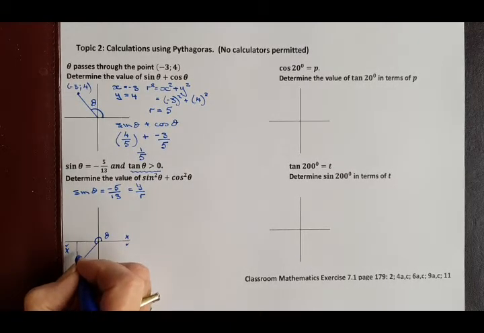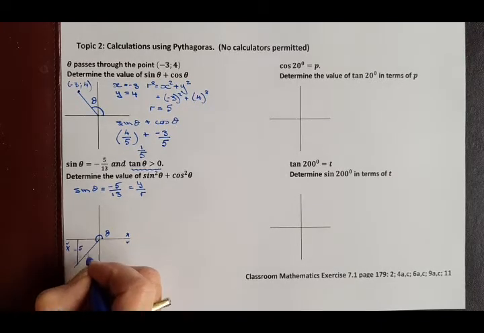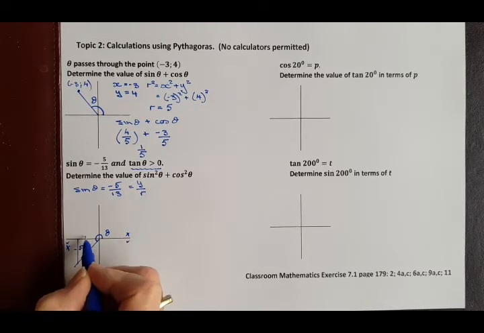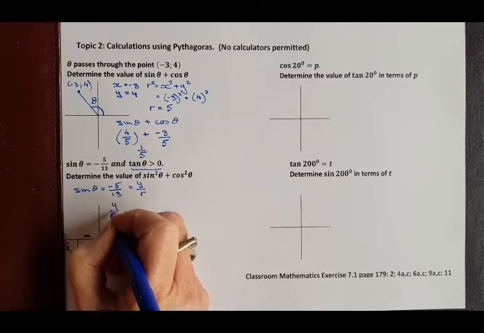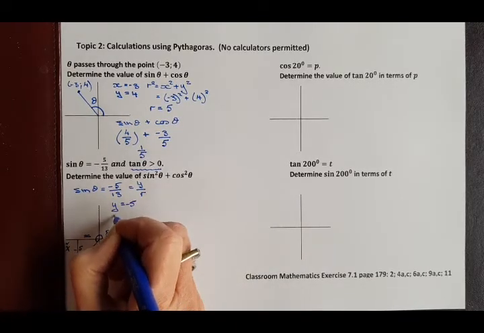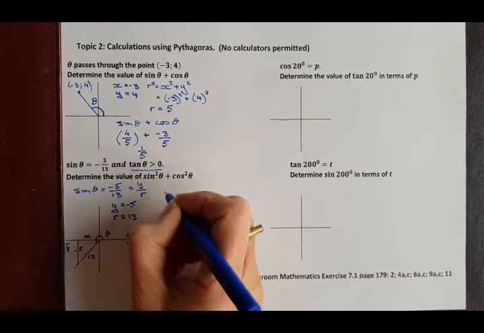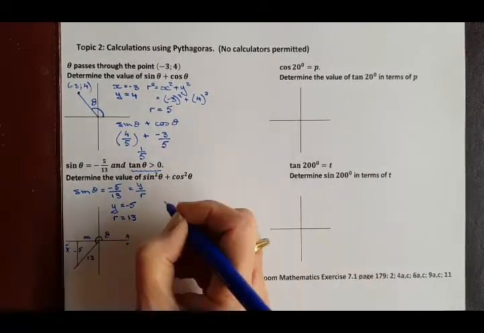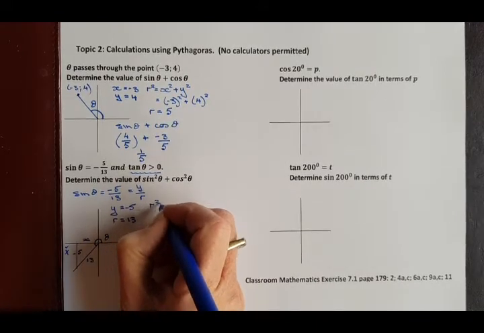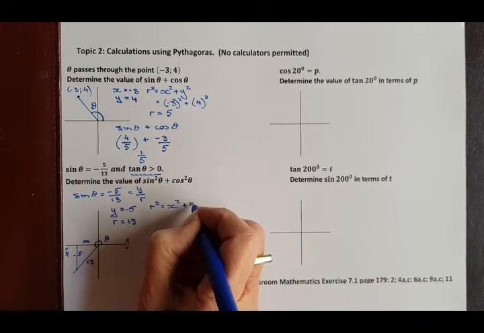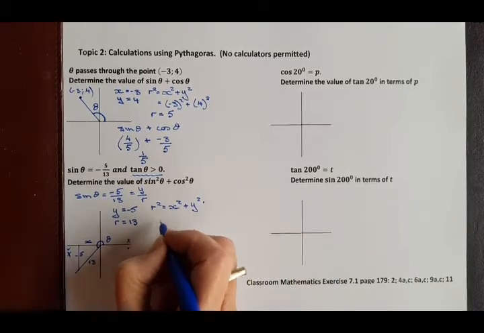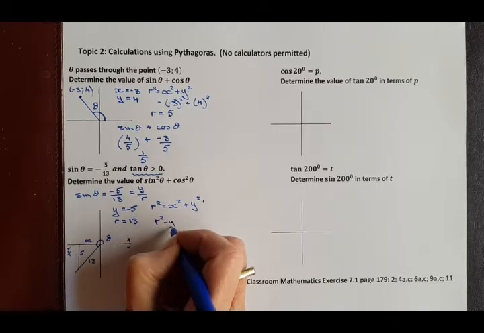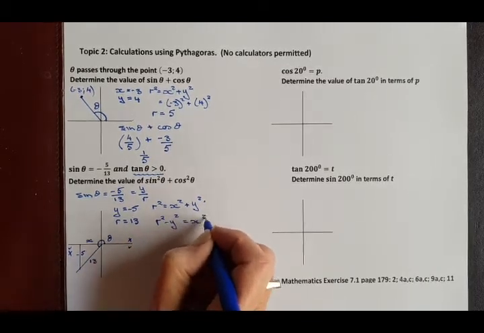My y value is -5. My r value is 13. And the thing that I have to calculate is my x value. All right, so y is equal to -5. R is equal to 13, and again we go back to using our theorem of Pythagoras. R squared is equal to x squared plus y squared, and in this case we're calculating the size of x. So r squared minus y squared is equal to x squared.